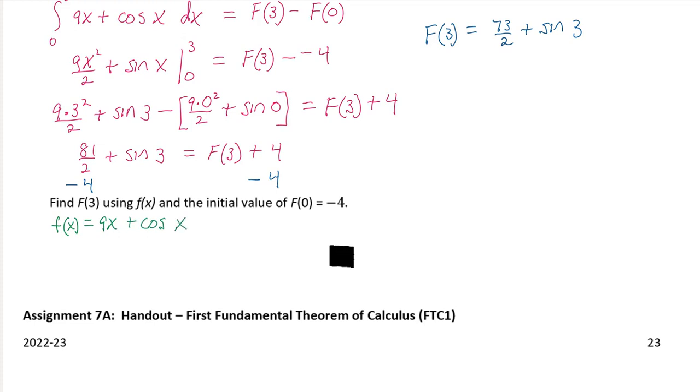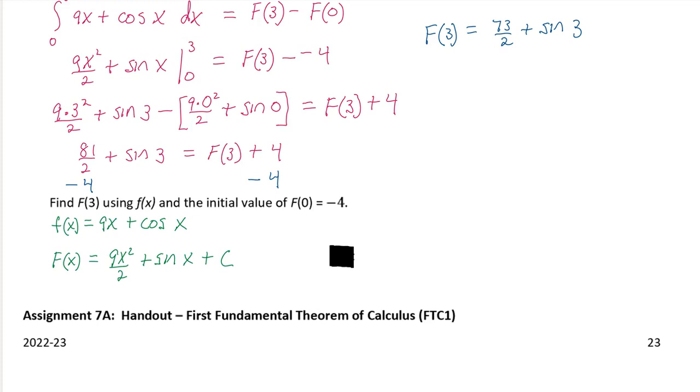I need an antiderivative for this, so I know that capital F of x is again going to equal 9x squared over 2, so it's the same antiderivative, plus sine x, plus some value of c here. And now I can plug in 0. F of 0 is equal to negative 4. So when I plug in 0, I should get negative 4. Now, again, I'm going to go through and do the steps here, but hopefully what you can see is that c has to equal negative 4 here.